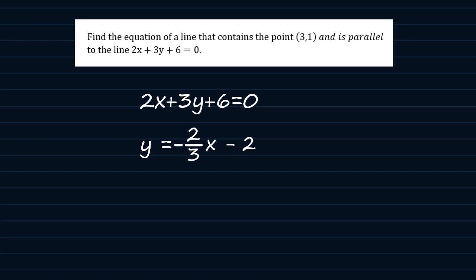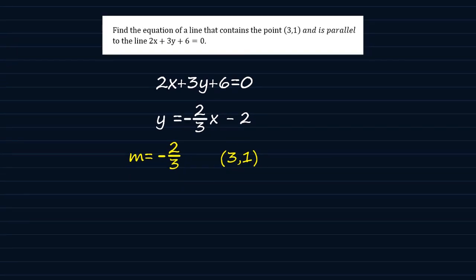It's now in the form y = mx + c. So from here, we can deduce that the gradient of the line is the coefficient of x, which is -2/3. And since the two lines are parallel, they definitely have the same gradient. So we have the point (3, 1) on the line, and the gradient of the line is -2/3. So the point (3, 1) and the gradient -2/3 will be useful in helping us find the equation of the line.